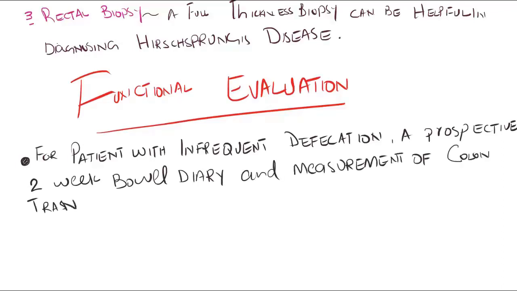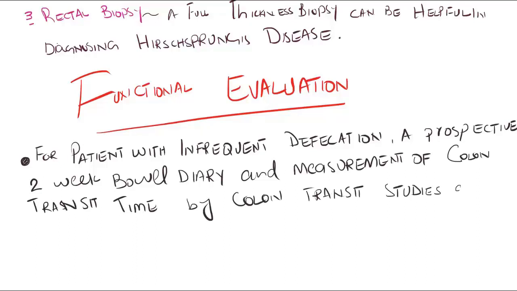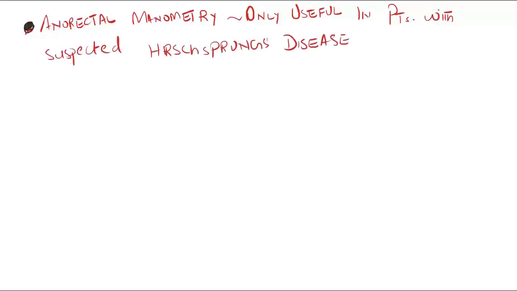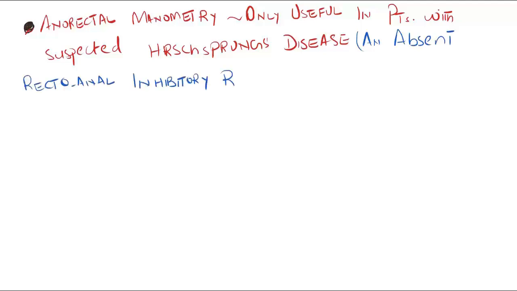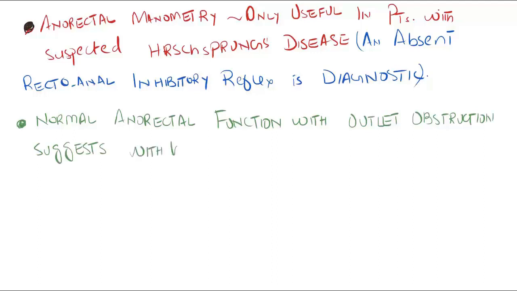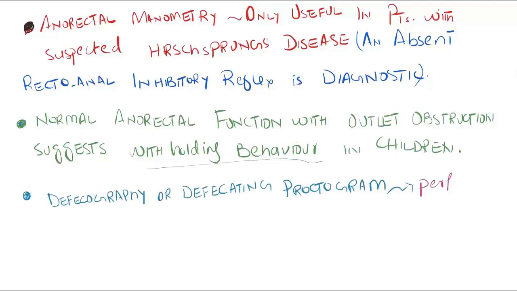For patients with infrequent defecation, a prospective 2 weeks bowel diary and measurement of the colon transit time by colon transit studies are very useful. Next is anorectal manometry. It is only useful in patients with suspected Hirschsprung disease, and absent rectoanal inhibitory reflex is diagnostic of Hirschsprung disease by anorectal manometry. Normal anorectal function with outlet obstruction suggests withholding behavior. It is common in children.